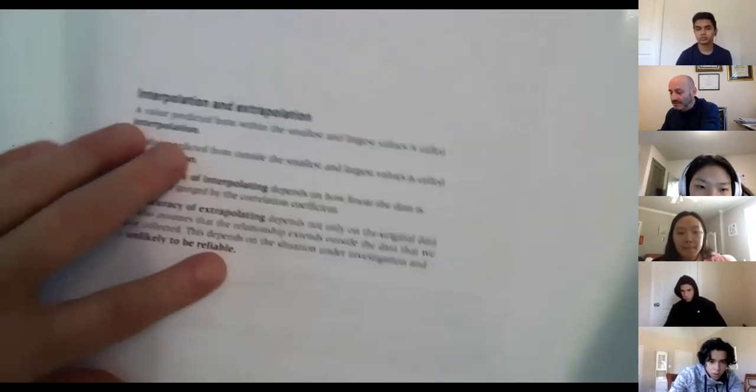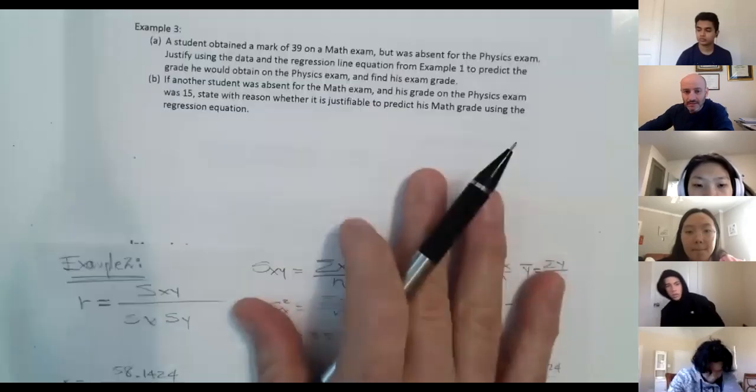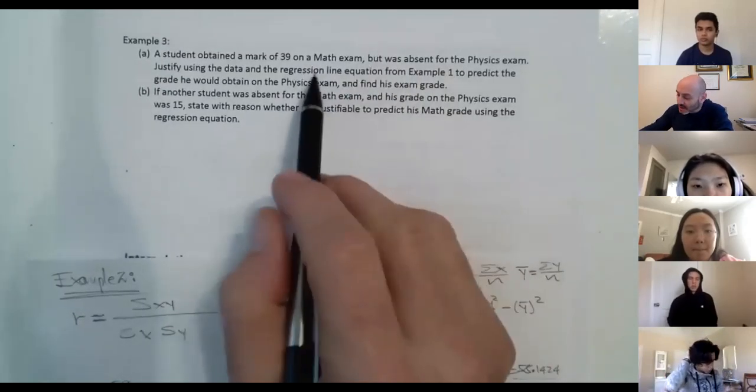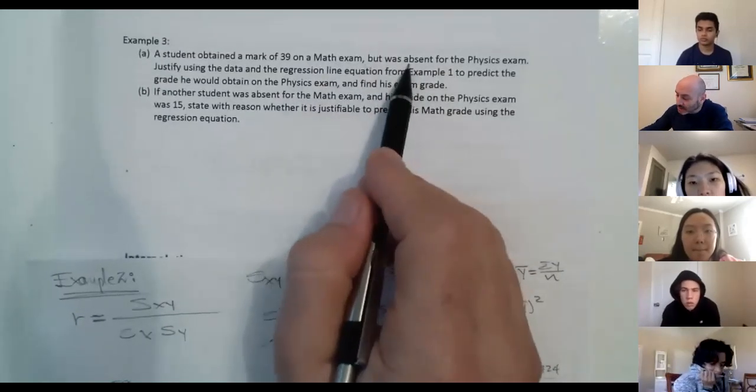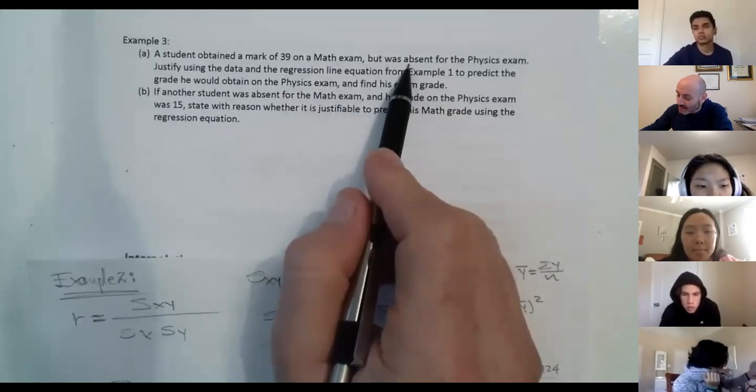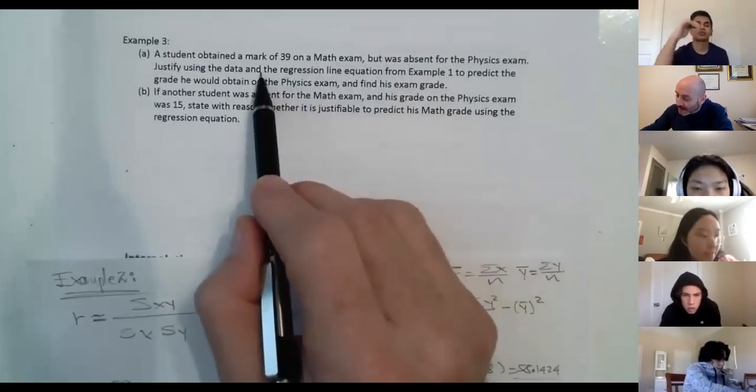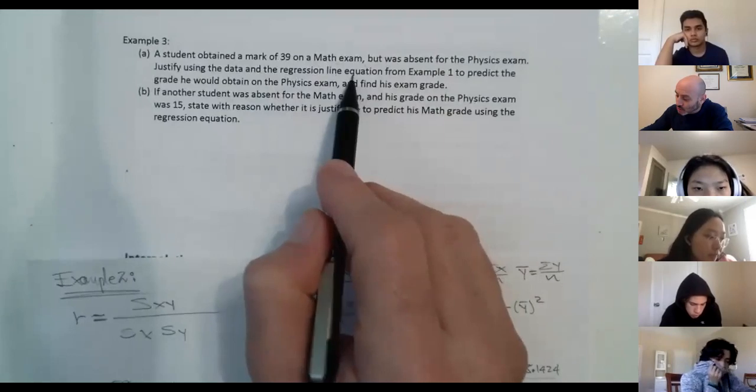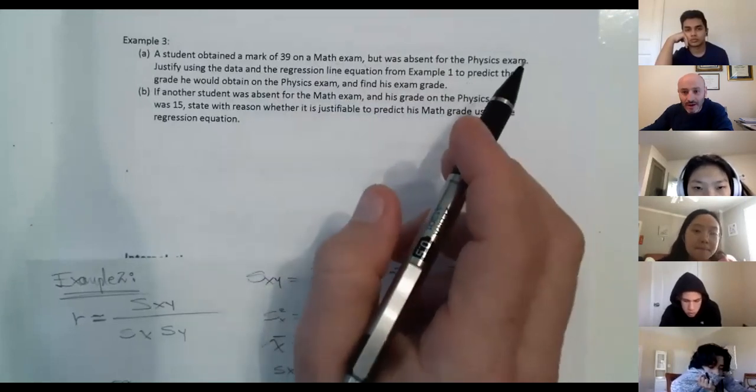Example 3 says a student obtained a mark of 39 on the math exam, but was absent from the physics exam. Justify the data and the regression line equation from example 1 to predict the grade.